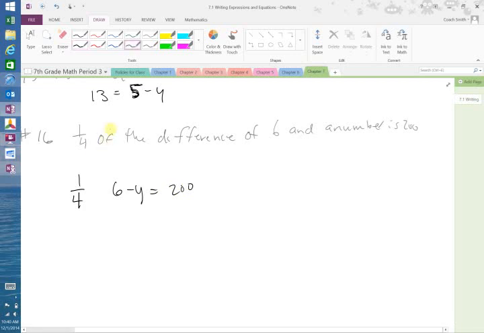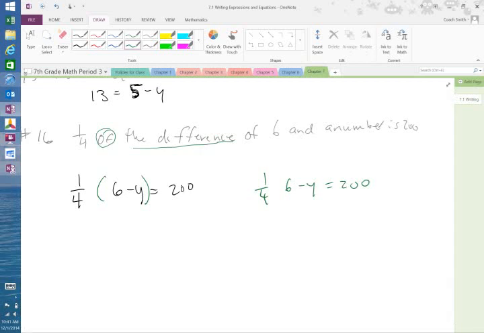Here's the key. It says of the difference. Difference means the answer to a subtraction problem. So I have to put the parentheses around it, so I do the 6 minus y. They want 1/4 after we subtract. If you leave it like this, that means 1/4 times 6, and then subtract that from y.